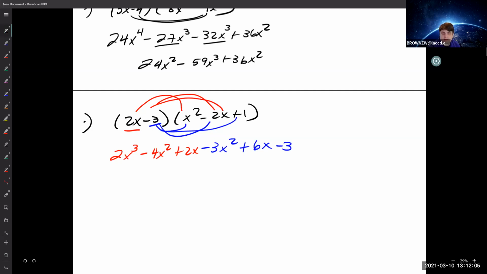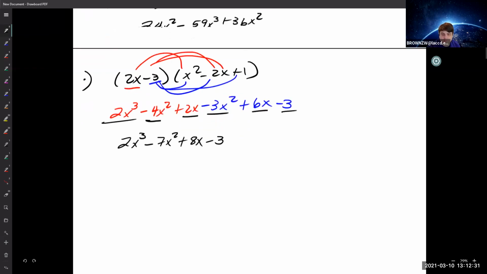Okay, so just going down the line, combining our like terms. I like to start off with the highest power. I don't have any other x cubed, so we can just bring that down. We have a minus 4x squared, minus 3x squared, leaves me with a minus 7x squared. Plus 2x plus 6x leaves me with plus 8x. And then we don't have anything else to work with the 3, so we just have minus 3.